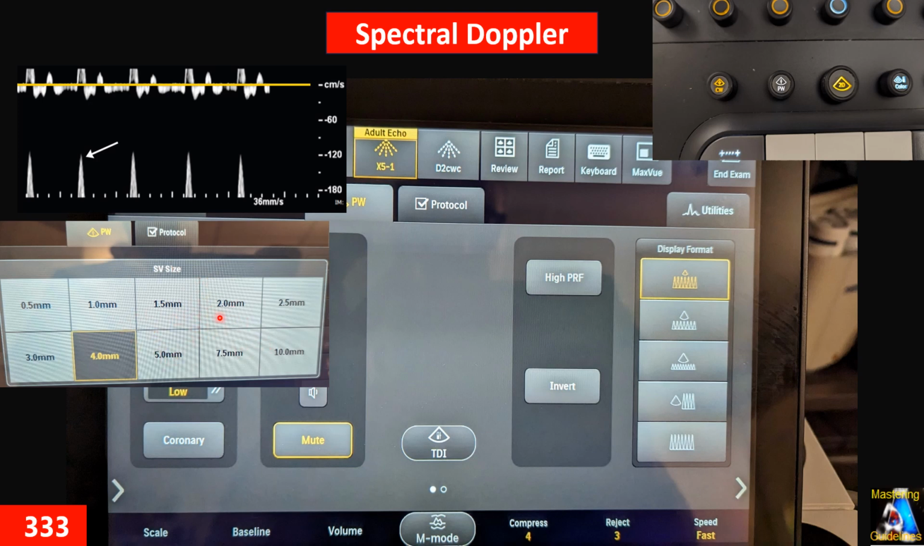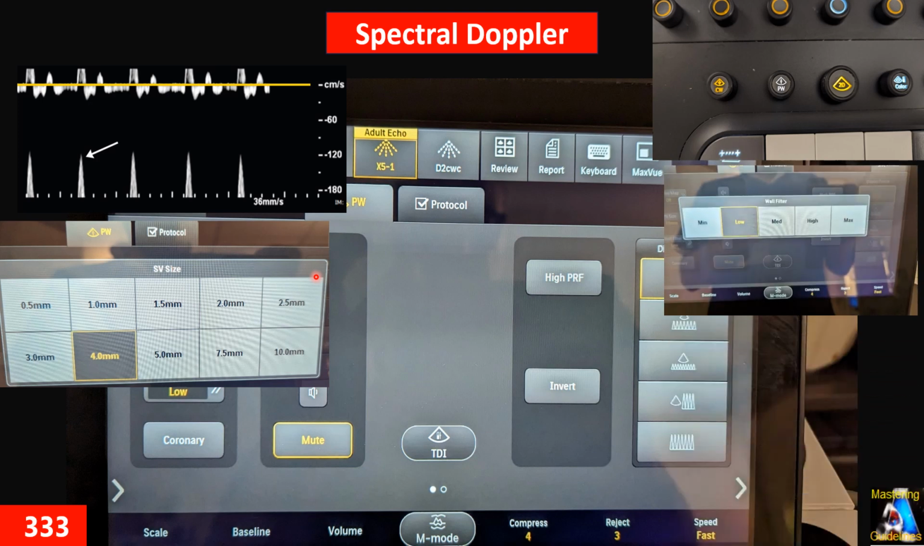The general rule for the sample volume is that it should be 1/3 to half of the size of the area of interest. Especially we play with this in those situations. And the next one is our wall filter. The function of the wall filter is the same as the wall filter in color Doppler. When we increase the wall filter, it eliminates more lower velocity. The Doppler above and below the line disappears. It eliminates especially flash artifact and sometimes buried artifact. We can fix it with this wall filter.